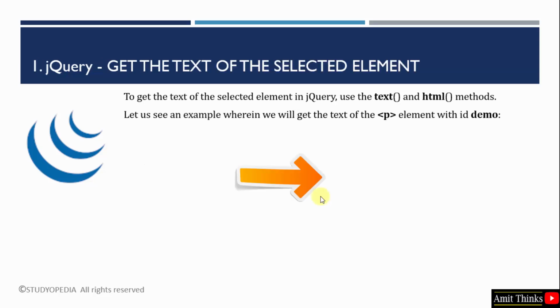Let's begin with the first example in which we will get the text of the selected element. For that we will use the text and HTML methods. So let's see an example wherein we will get the text of the selected element. In this case, that would be the P element, the paragraph element. Okay, let's see.